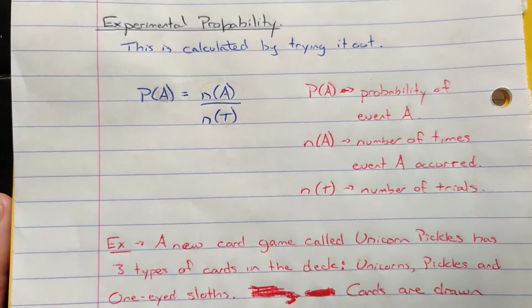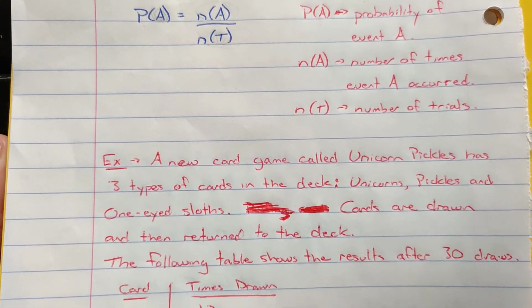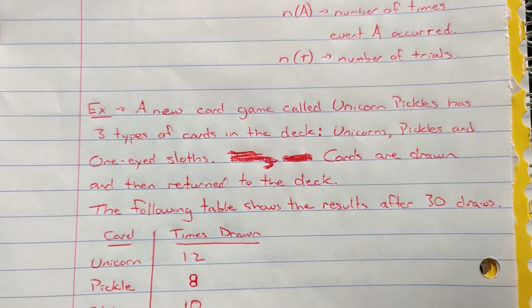So an example, there's a new card game out there. It's called Unicorn Pickles. It has 3 types of cards in the deck. There's unicorns, there's pickles, and there's one-eyed sloths. So what we're doing here is going to do an experiment to see how many of each type of card is in the deck, or what the probability of drawing those cards is.